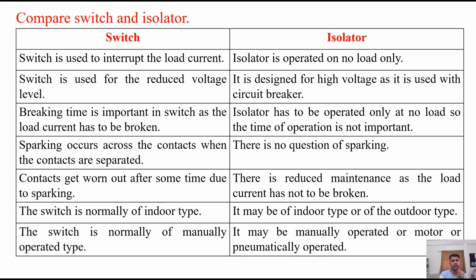Contacts get worn out after some time due to the sparking in case of switches, whereas for the isolator, there is reduced maintenance as the load current does not have to be broken by it. The switch is normally of indoor type, whereas the isolator may be of indoor type or outdoor type. The switch is normally of manually operated type, whereas the isolator may be manually operated or motor or pneumatically operated. So these are several points of comparison for switch and isolator.